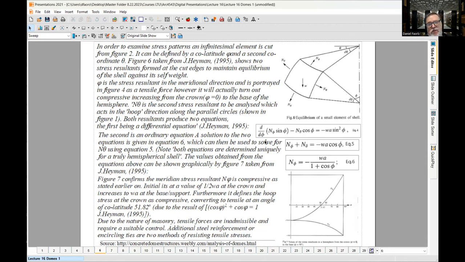Is N sub phi sine phi minus N sub theta cosine phi, or negative W sine squared phi. We could simplify that to N sub phi plus N sub theta is equal to negative W cosine phi, or the formula that we use is the bottom one, equation six. N sub phi is equal to Wa divided by one plus cosine phi.